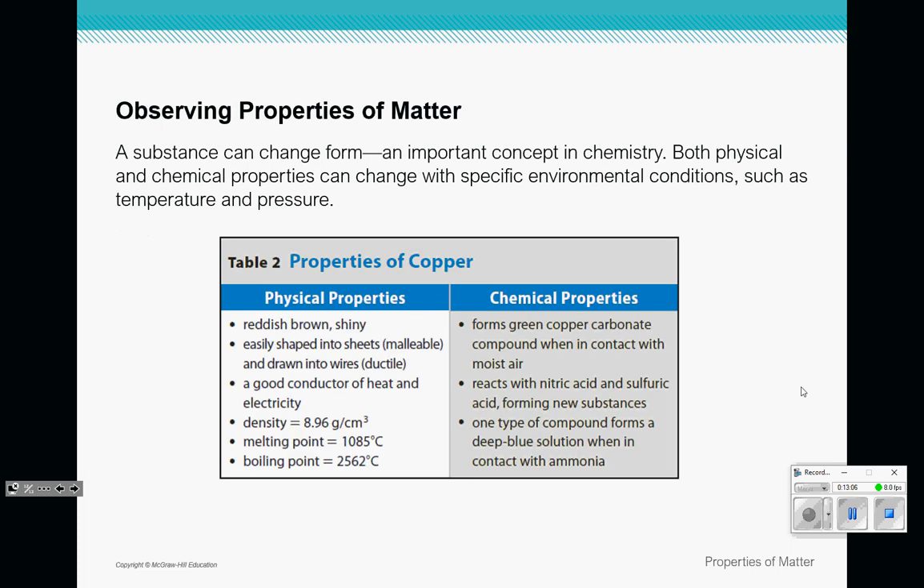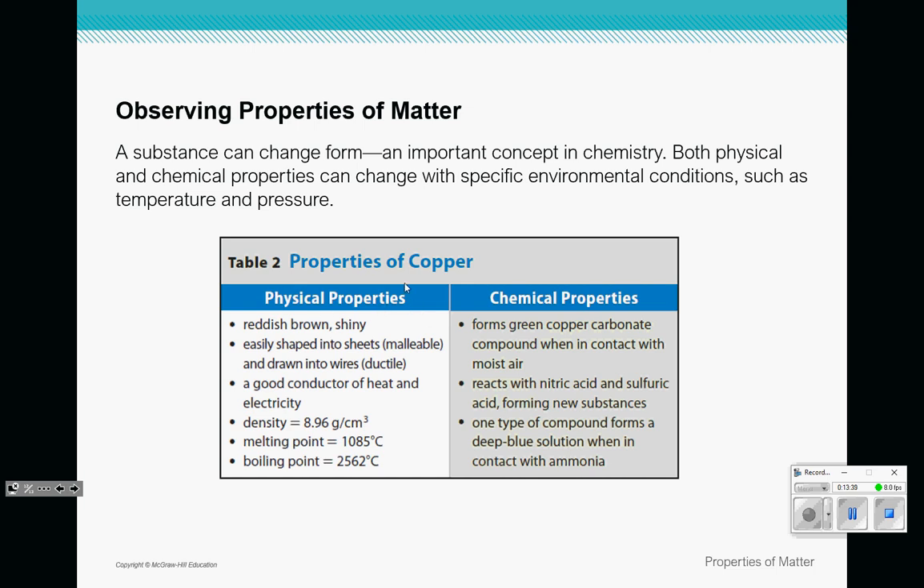How about observing these properties? A substance can change form, and this is an important concept in chemistry. Both physical and chemical properties can change with specific environmental conditions such as temperature and pressure. They're still discovering new properties of water under different extreme temperatures and pressure. So let's list some physical properties, stuff again that you can observe without changing it.